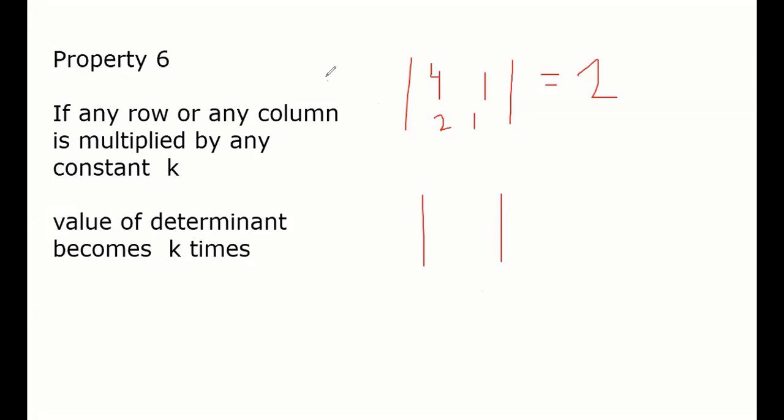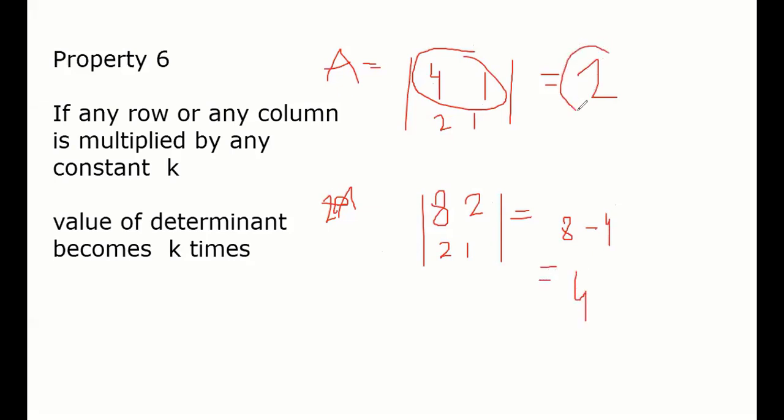Suppose this is my A. I am multiplying the determinant's particular row with 2. Not everything, only a particular row. Suppose I choose to multiply only the first row with 2. So क्या हो गया, ये 8, और ये हो गया 2. Second row remains as it is. अब निकालो इसकी वैल्यू. 8 minus 4, 4.